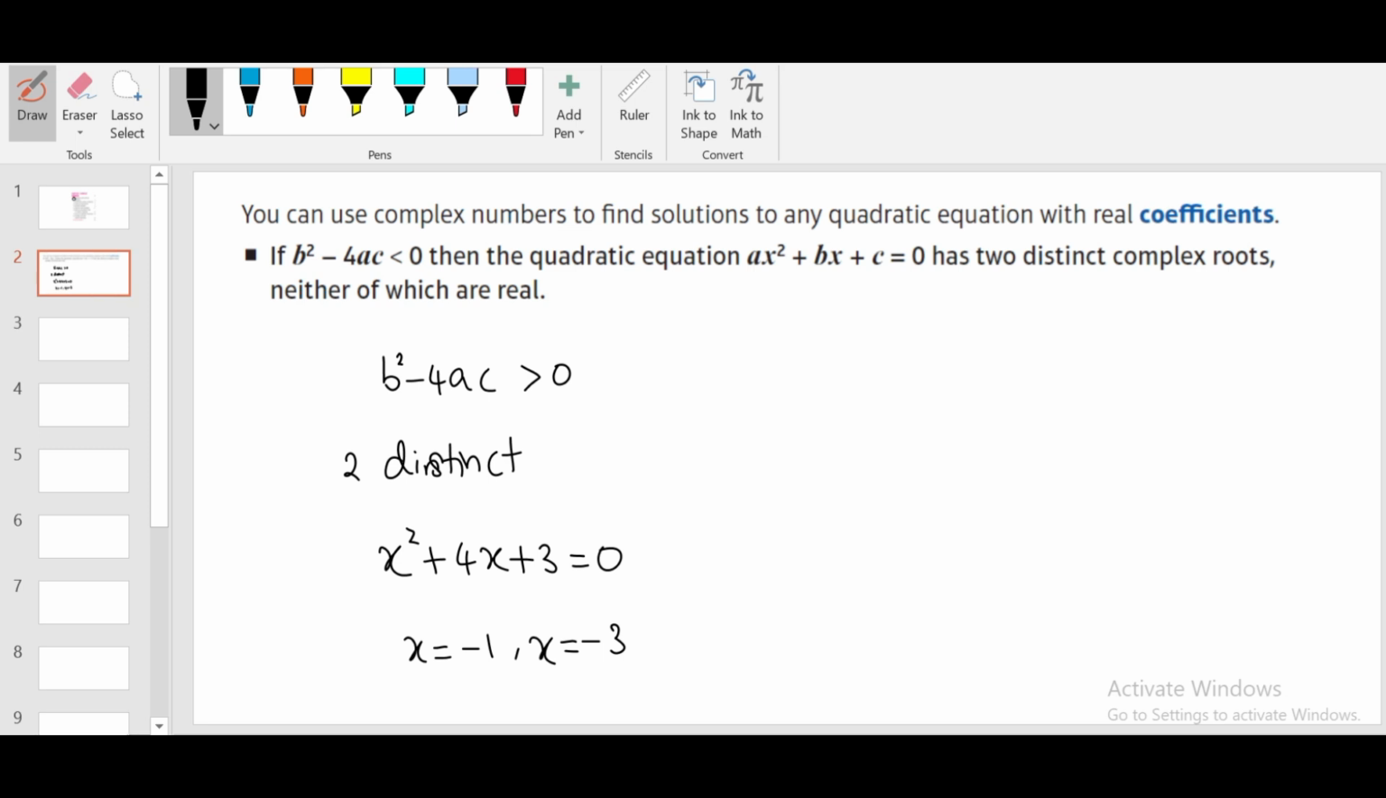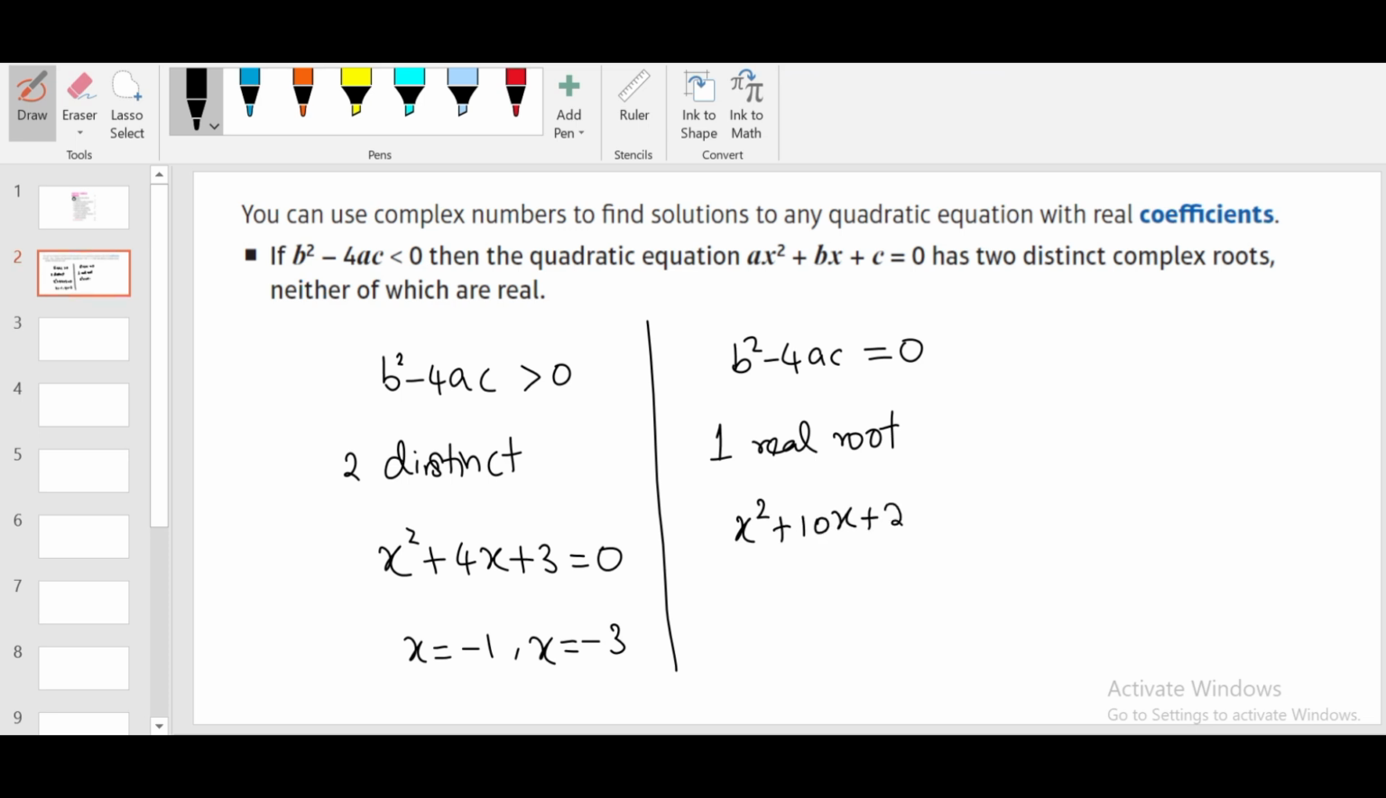These are two real numbers. And then case 2 is b² − 4ac, the discriminant, is equal to 0. In that case you have one real root, or sometimes we call it two equal real roots. For example, if you have x² + 10x + 25 = 0, you can try solving this using your calculator. You will get x = -5.